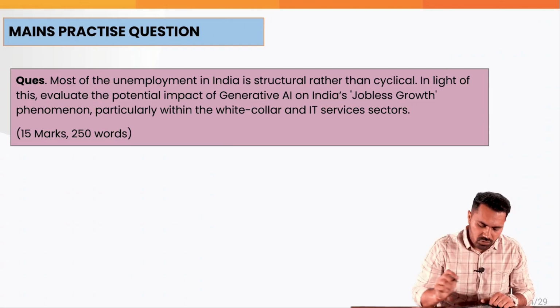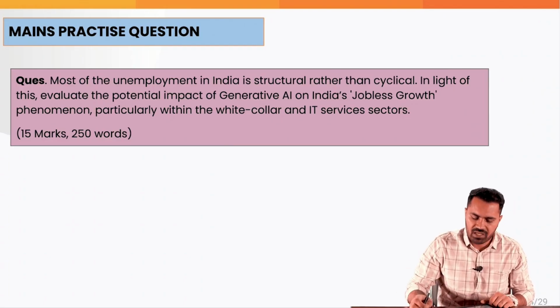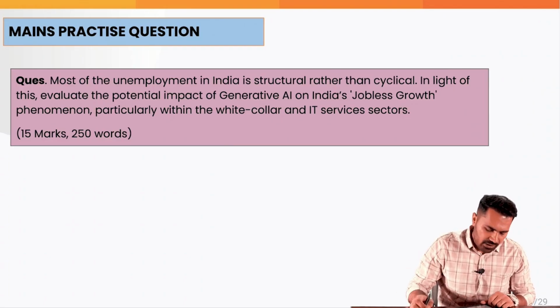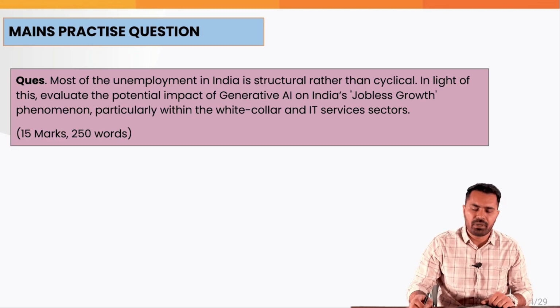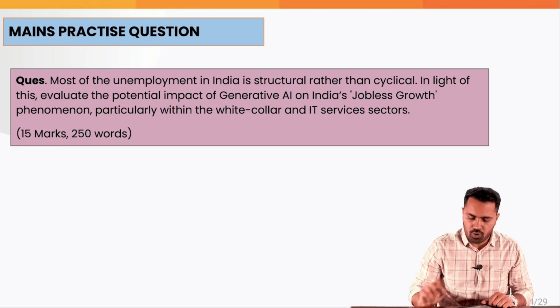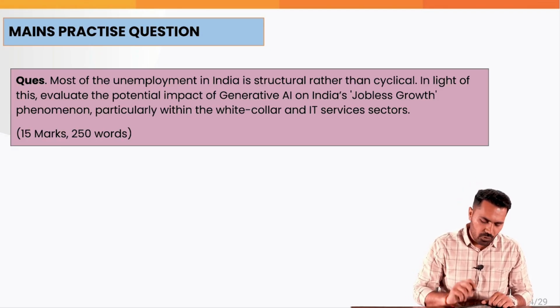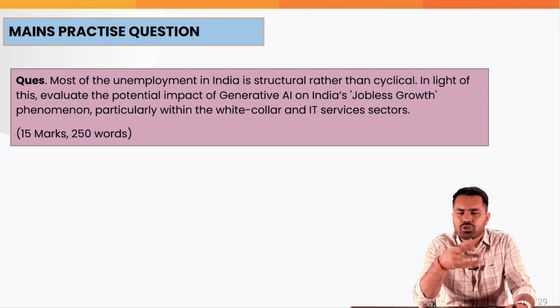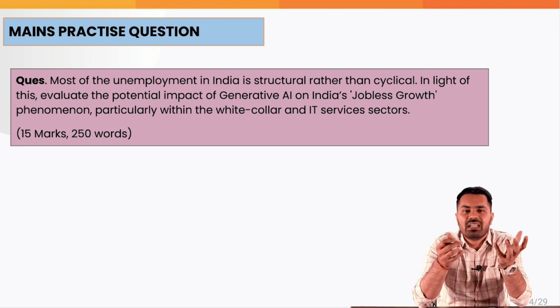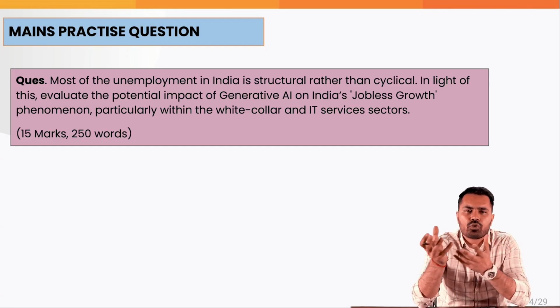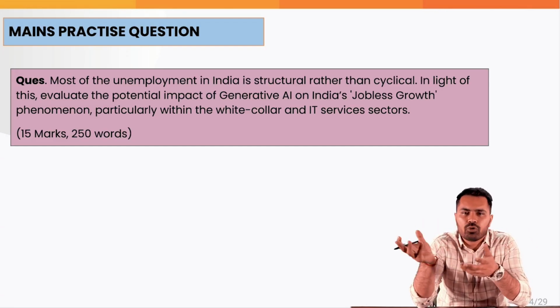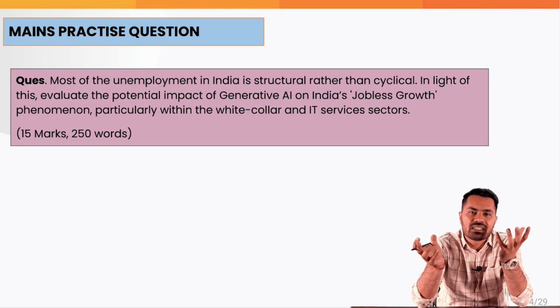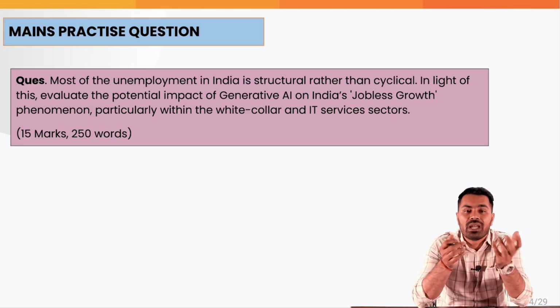The question says most of the unemployment in India is structural rather than cyclical. In light of this, evaluate the potential impact of generative AI on India's jobless growth phenomenon, particularly with the white collar and IT services. Basically, the question is saying that India's unemployment is more structural rather than cyclical. In cyclical, today you have unemployment, tomorrow again you can have employment, but structural unemployment sustains, it remains there for a longer time. Why does India have this?